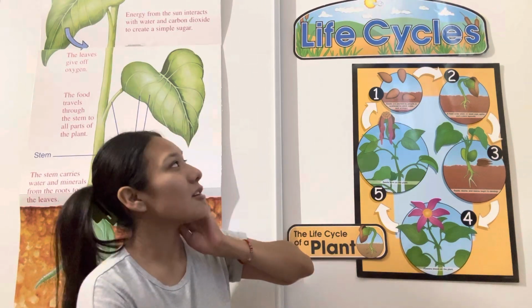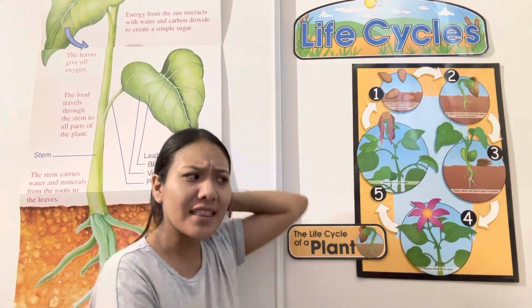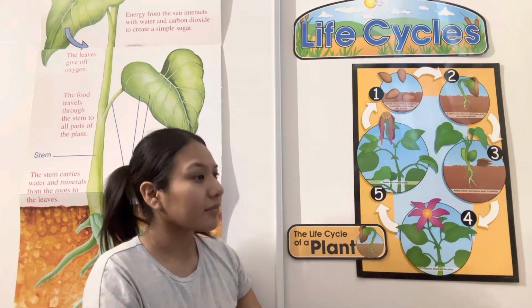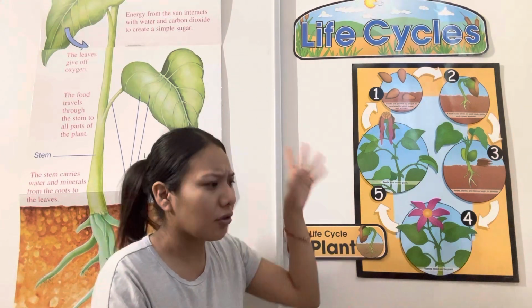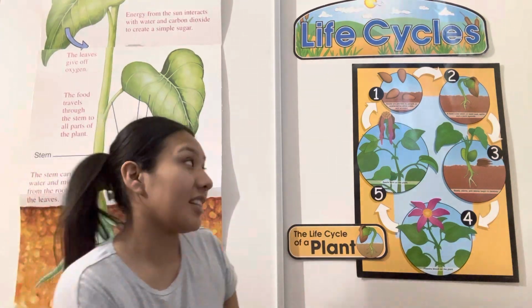So today's theme and topic is going to be life cycles. What do you think a life cycle means, or what does that sound like? Yeah, cycle sounds like circle, right? Like something that goes round and around. Yeah, I agree. That's a very good guess.